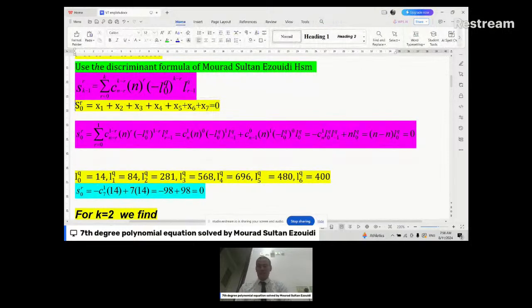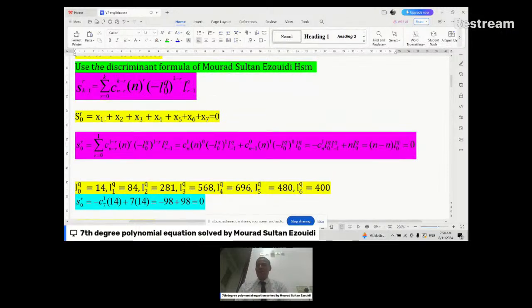This is the first secret. For any nth degree polynomial equation, S0 for the r is equal to 0. If we work with nth degree, x1 plus x2 till xn is equal to 0. Now I'm going to use my discriminant formula and set k equal to 1, and I will obtain a zero of order r.